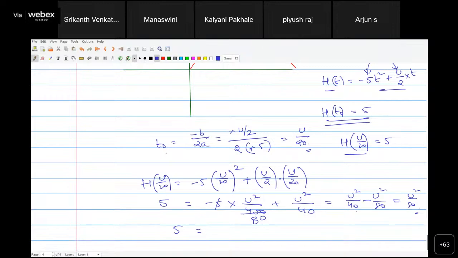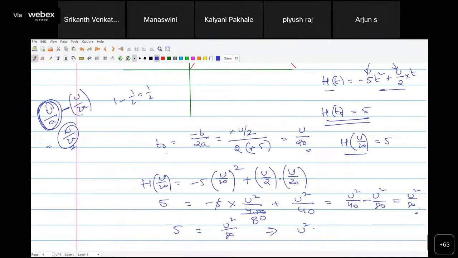Even in these calculations I can give you some hints. If you have u by a minus u by 2a, you will get u by 2a. You are subtracting half of the total amount, so you will be left with half. Just like 1 minus half is half, whatever quantity you have, if you subtract half of it, you are left with half of it. So u square by 40 minus u square by 80 is u square by 80.